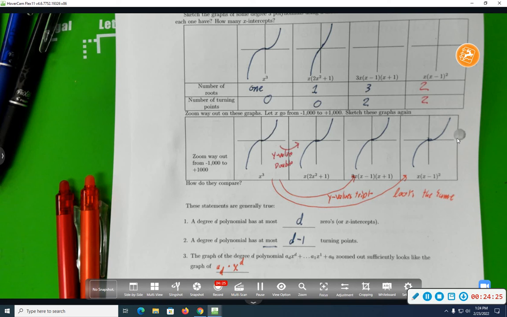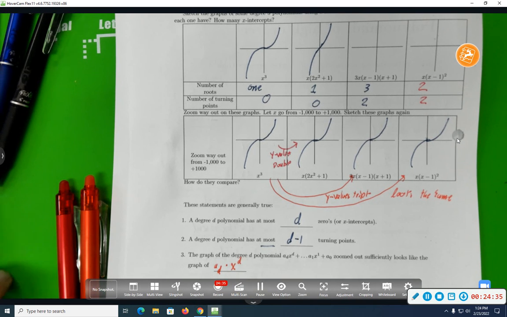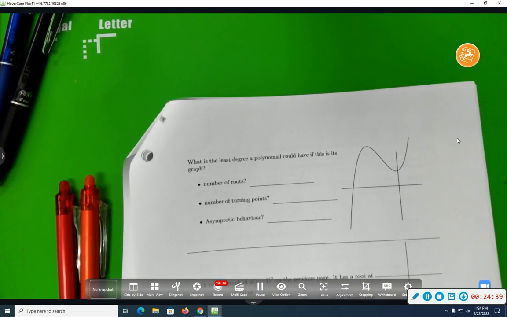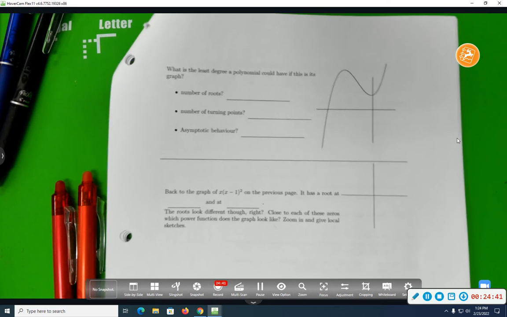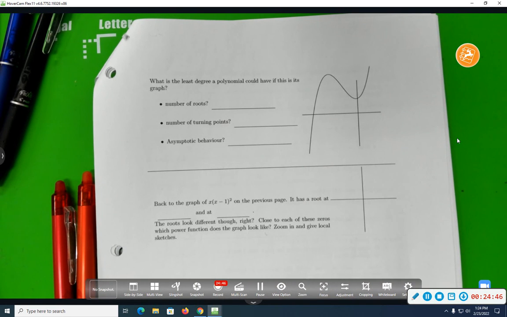Those facts seem believable enough from the example anyway? And maybe we'll test this. No, I think I won't test it. So let's go on to the next page where we will try to identify things about a polynomial from its graph. So let's suppose I told you that is a polynomial of some sort. Let's try to say what we can say about it.